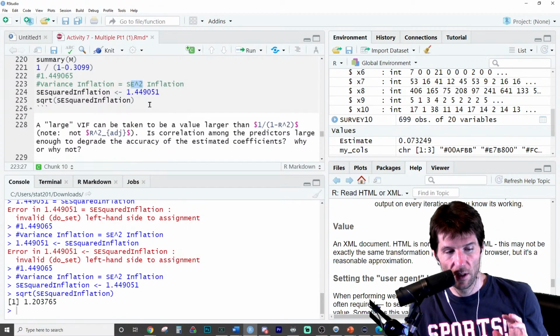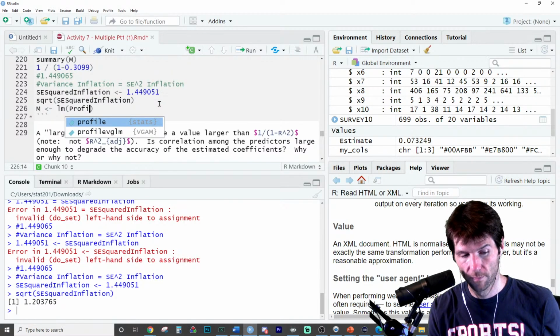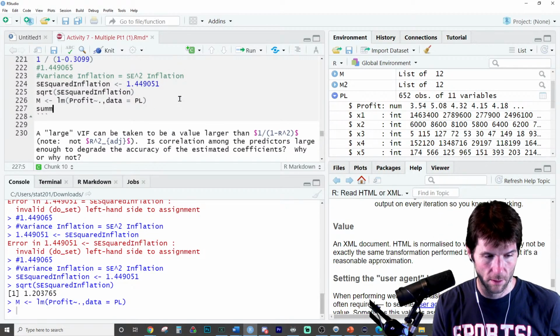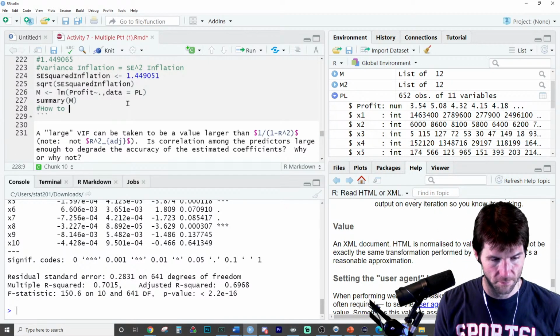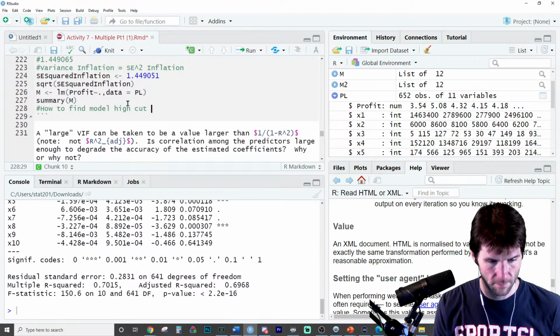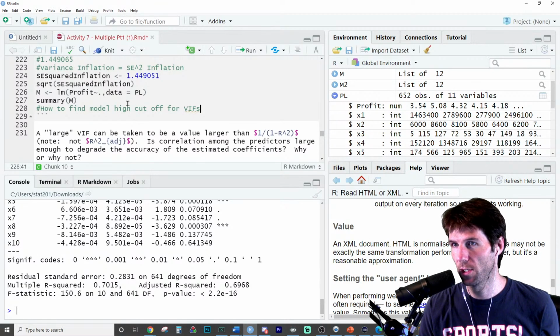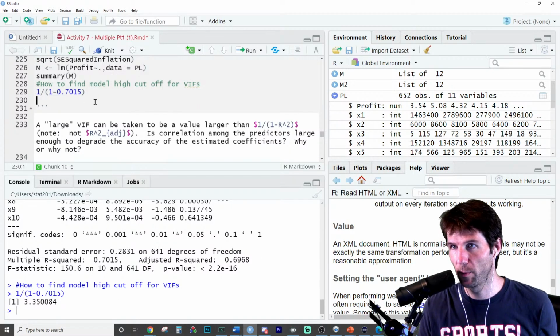Now we want to ask ourselves, is this too much? In our model, we can find out how much variance inflation is too much. We explain 70% of the variation, 70.15%. So we can use this equation, take the model's R squared right here, plug it in, and according to the model, a VIF larger than 3.35 would be too large.